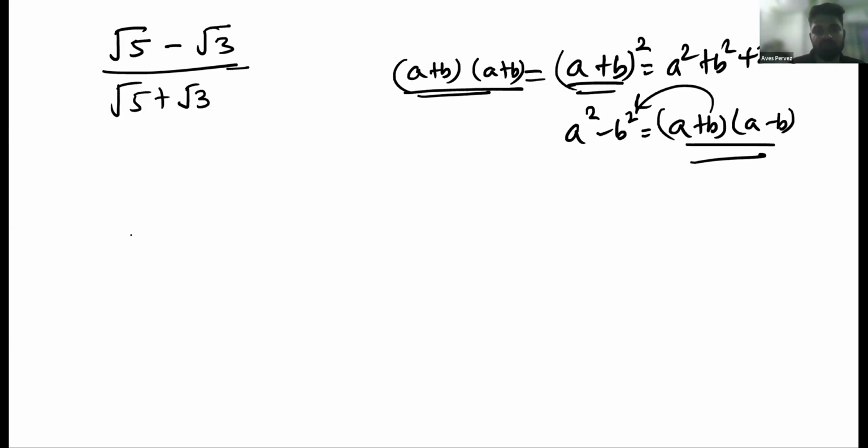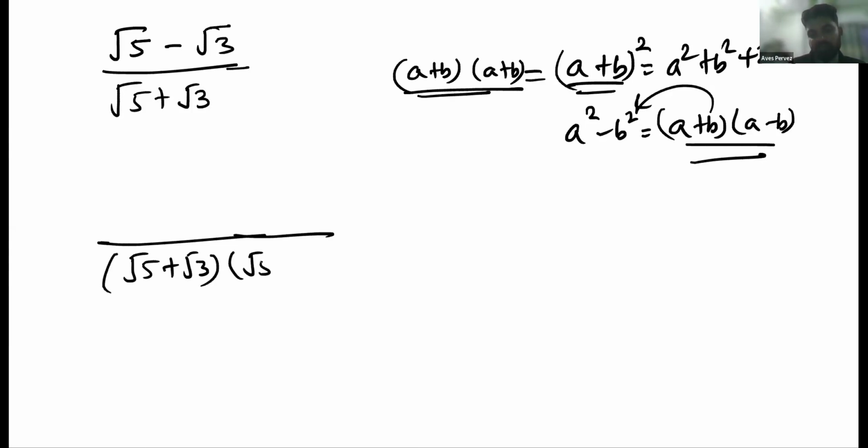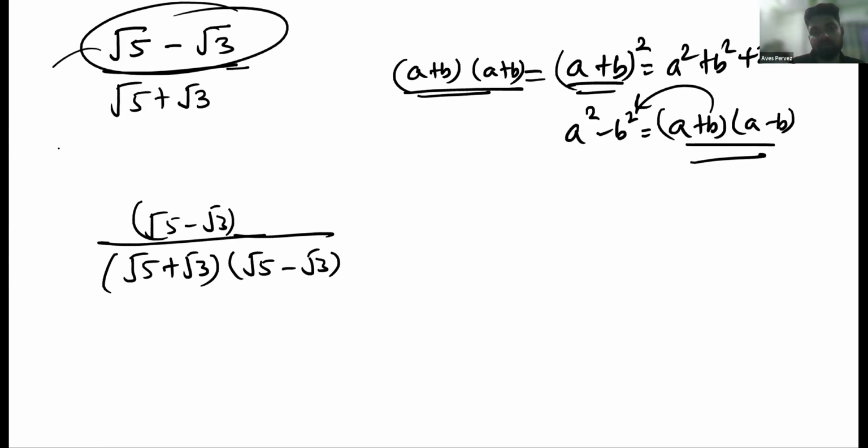So if I'm writing it this way, root 5 plus root 3 bracket root 5 minus root 3. Why minus root 3? Because the original is plus. And this root 5 minus root 3 is already written here. Now this one is also coming because we have multiplied this one, so you have to also multiply this one. Got it, Rima? Yes, sir.